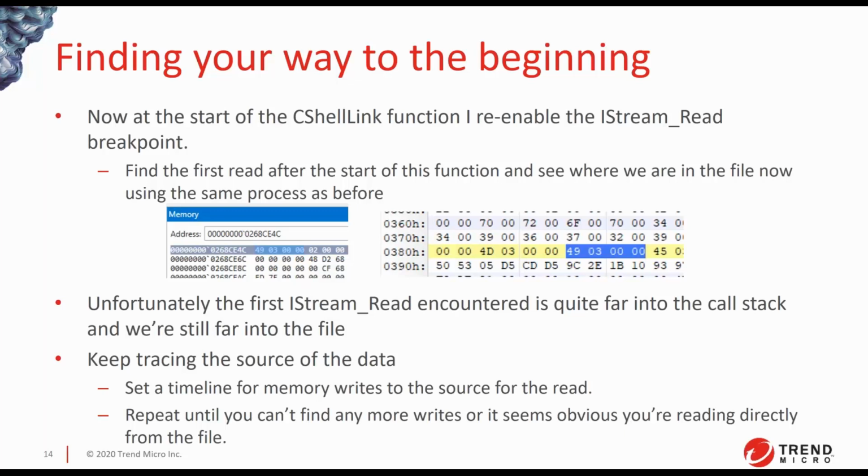So now the goal here is, we want to keep tracing the original source of the data. So what we do is we set a timeline in WinDbg Preview for memory writes to the source for the read. That address in RDX where our data came from previously had to get there somehow. We look for memory writes to that location, jump to that time, find the source, and then we see how that data got there. And we're basically just going to repeat this until you can't find any more writes or it seems obvious you're reading directly from the file. So it's very much an iterative process there.